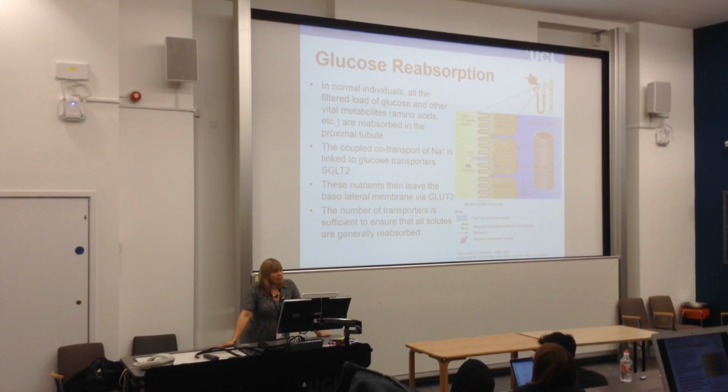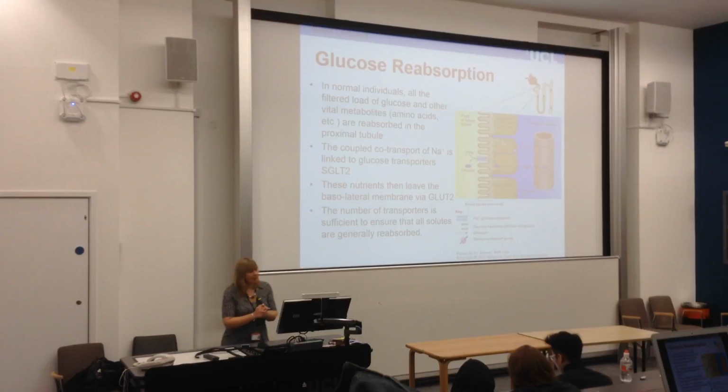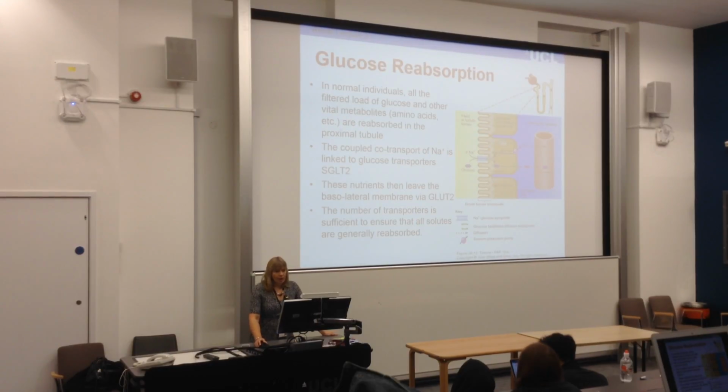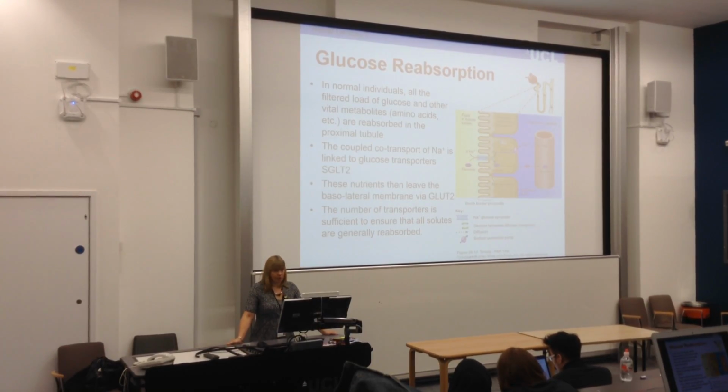When we look at glucose reabsorption, in normal individuals, the filtered load of glucose and all the other vital metabolites such as amino acids are all reabsorbed within the proximal convoluted tubule. So in a normal individual that doesn't have too high a level of plasma glucose, all of that glucose should be reabsorbed within the proximal convoluted tubule. This is achieved by co-transport with sodium, and here we've got the kidney transporter SGLT2. And this transports 2 molecules of sodium for every molecule of glucose, and it's a co-transport both when moving into the cell across the apical membrane in the proximal convoluted tubule.